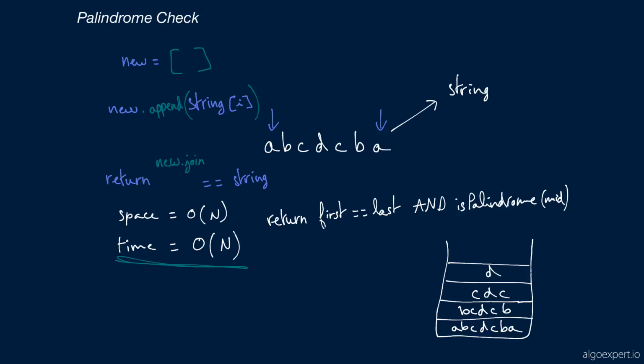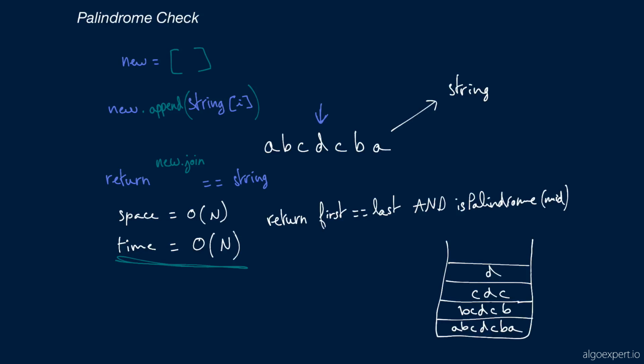So when I say keep moving, here A and A are equal to each other. So we move the pointers to the second letter and to the second to last letter. Are they equal to each other? Yes, they are. So now we move them to C and C. Is C equal to C? Yes. So now we move them to D and D, and now the pointers overlap, and we're done, right? And this is a palindrome.